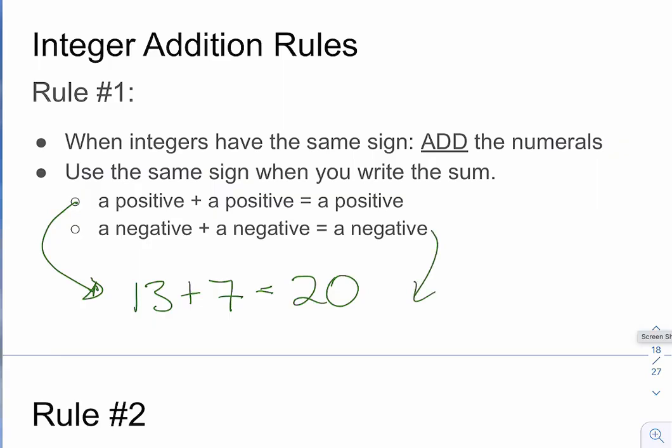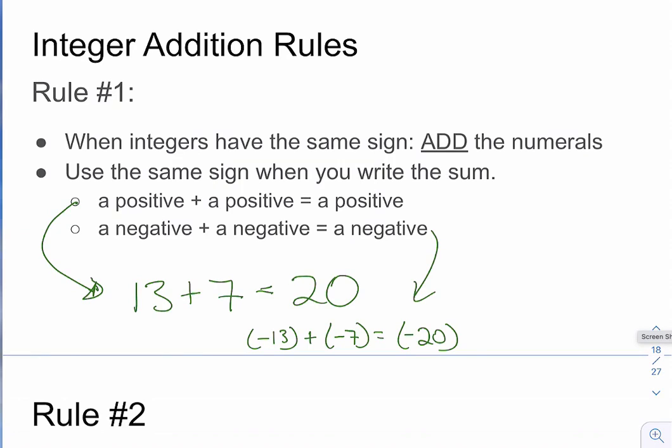Another example: let's say I had negative 13 plus negative 7. That also is going to be a negative 20. So again, a negative plus a negative equals a negative. Now, we're going to count how we normally count as far as the 13 plus the 7, and that gives us 20. Worrying about the signs, how to have the correct sign, is where the mistakes can be made. A positive and a positive, the positive sign is going to be with our answer. A negative and a negative, our answer is going to be a negative. So that's rule number one.